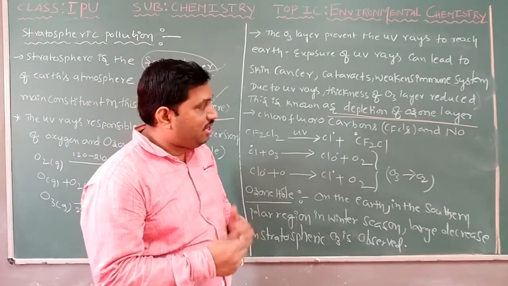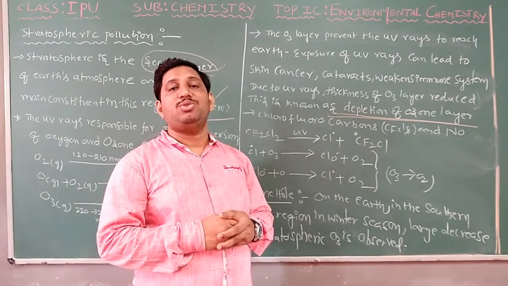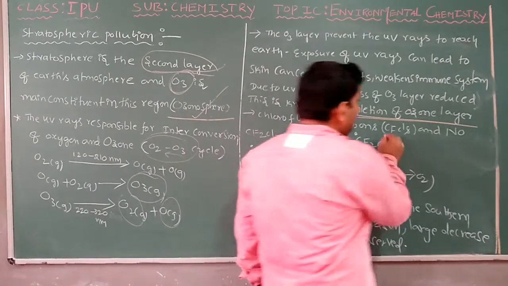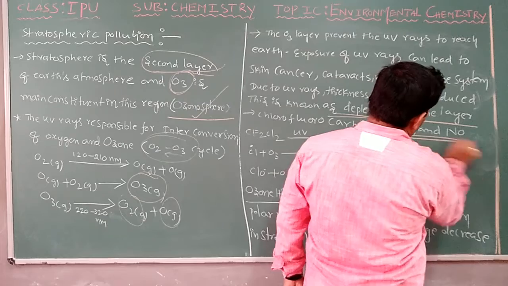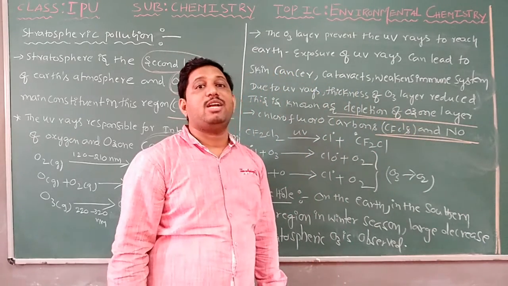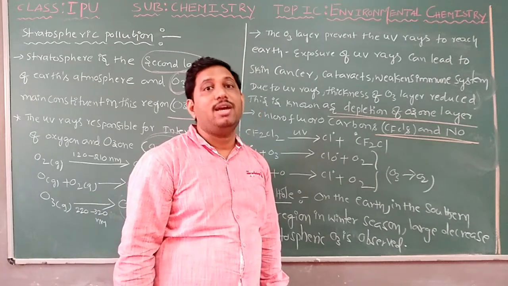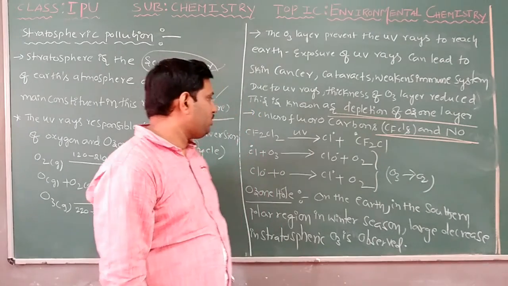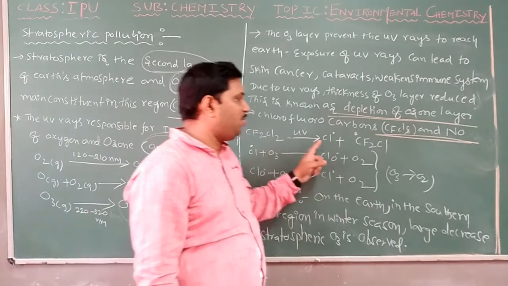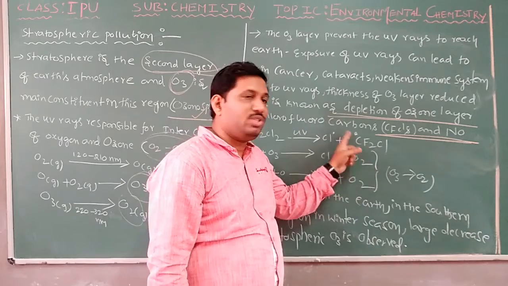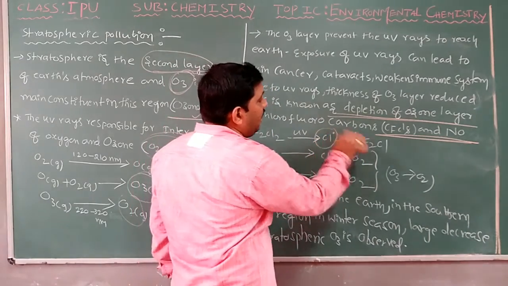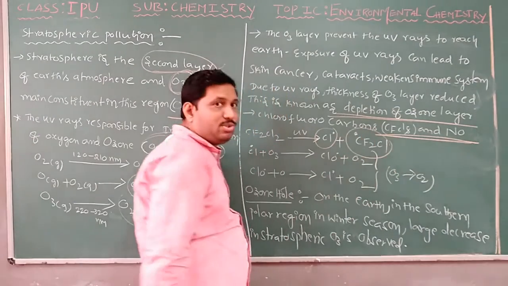Next one. The main chemical substances responsible for the depletion of the ozone layer are CFCs and nitric oxide. That is, chlorofluorocarbons and nitric oxide. First one, students: CF2Cl2, in the presence of ultraviolet light, forms a chlorine radical and a CF2Cl radical.